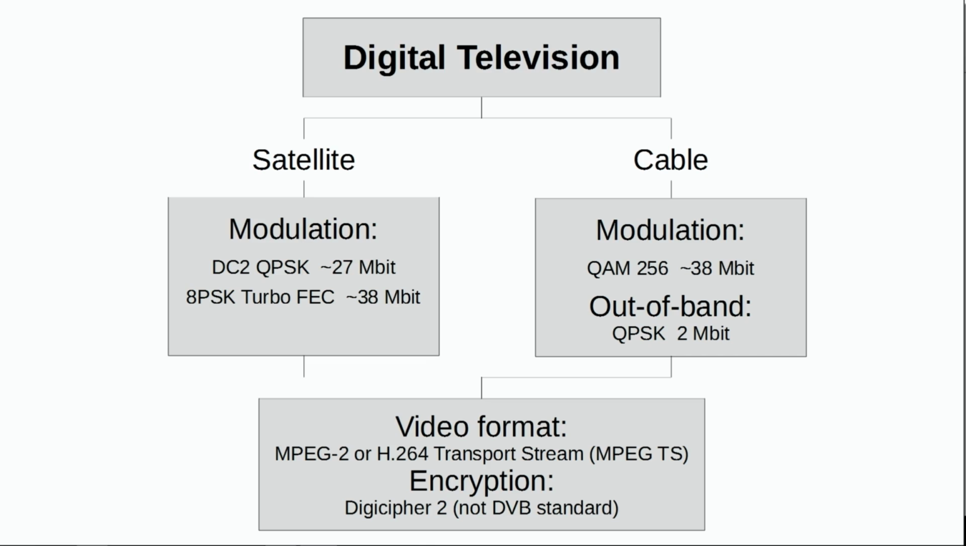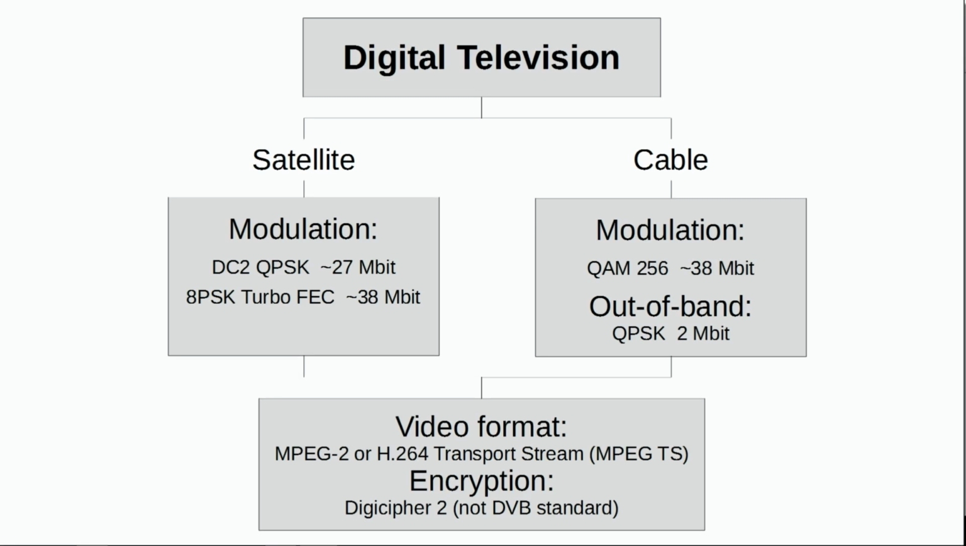So satellite and cable digital television are pretty similar for the most part. There are a variety of signal modulations used. The relevant ones here are QPSK at about 27 megabits, and 8PSK TurboFEC at about 38 megabits for satellite, and QAM256 at about 38 megabits for cable. There's also an out-of-band channel used by cable, which is QPSK at 2 megabits.